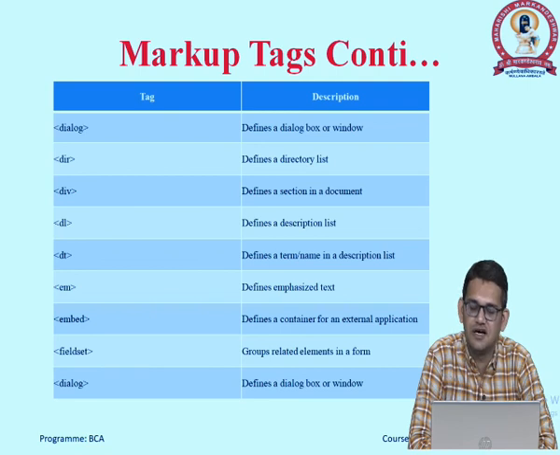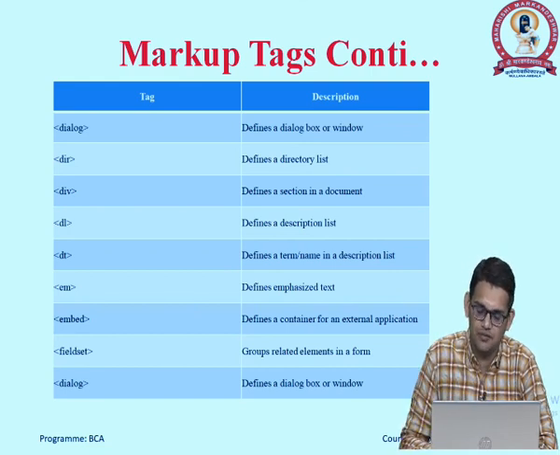Next one is the fieldset tag. It groups related elements in a form. Suppose we have created a form and we want all the elements to be contained within a field. For adding that content within a field, we can use the fieldset tag. Next one is the dialog tag. We have already covered that the dialog tag is used to define a dialog or a pop-up window.